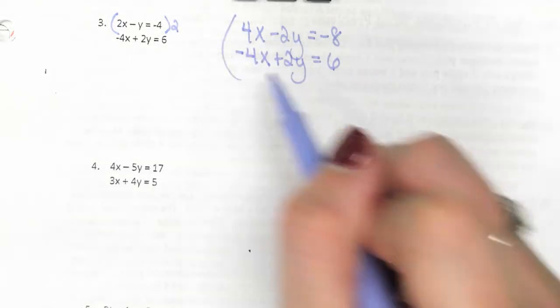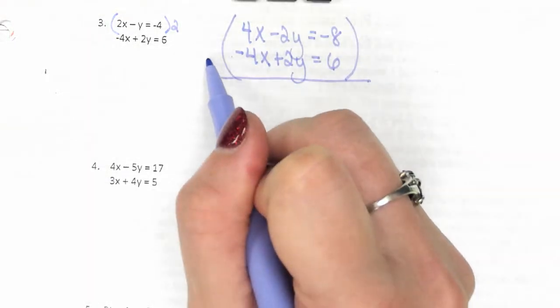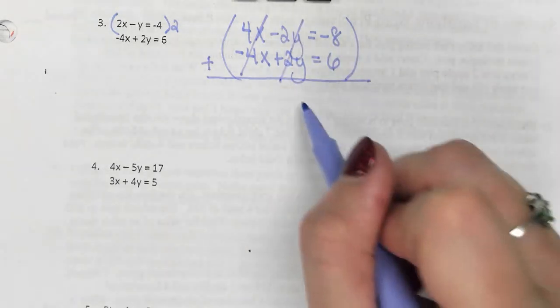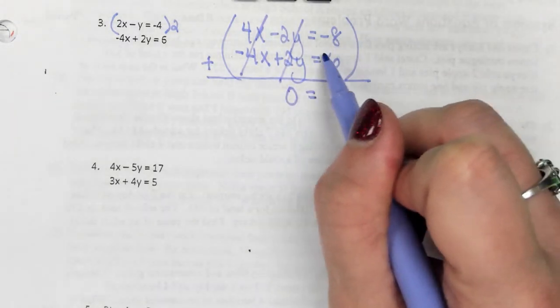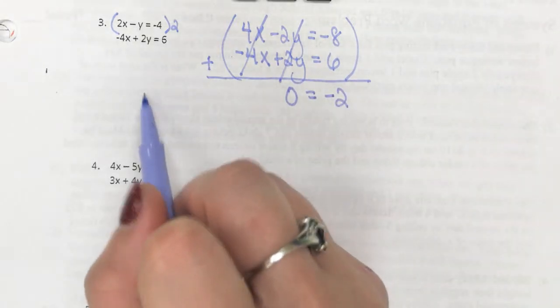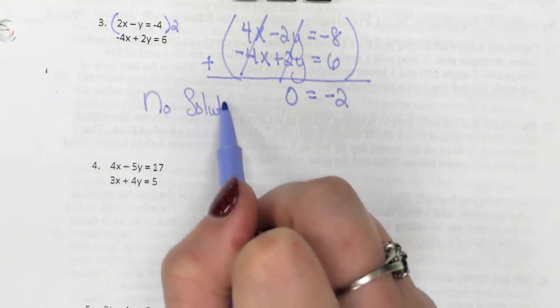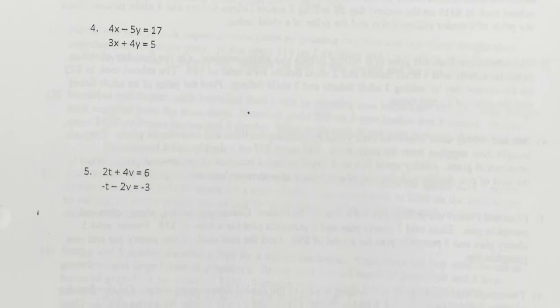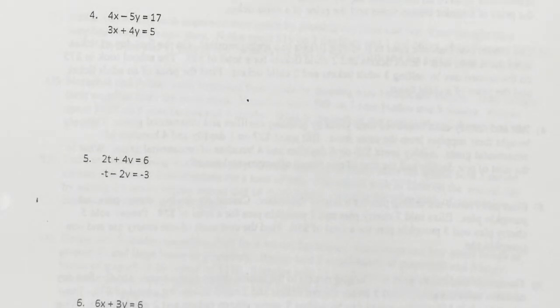So how would I eliminate the 4x's now? You would add them. Very good. And 4x plus negative 4x is 0. And negative 2y plus 2y is 0. But negative 8 plus 6 is negative 2. Are those equal? No. No solution. So if we were to graph those, what would those look like? They would be parallel, which we'd call independent. No, dependent. Inconsistent.